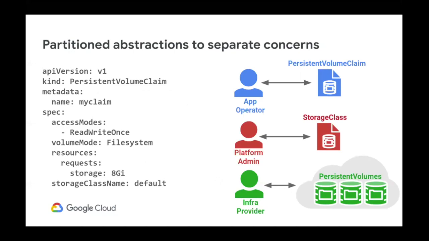Finally, we partitioned abstractions to separate consumer and provider concerns, such as with persistent volume claim, storage class, and persistent volume. That pattern enables consumers to specify a minimal number of attributes, such as the amount of storage capacity needed, and more complex configuration to be factored out and amortized across multiple uses. That last approach is, I think, the most effective pattern for reducing configuration complexity.